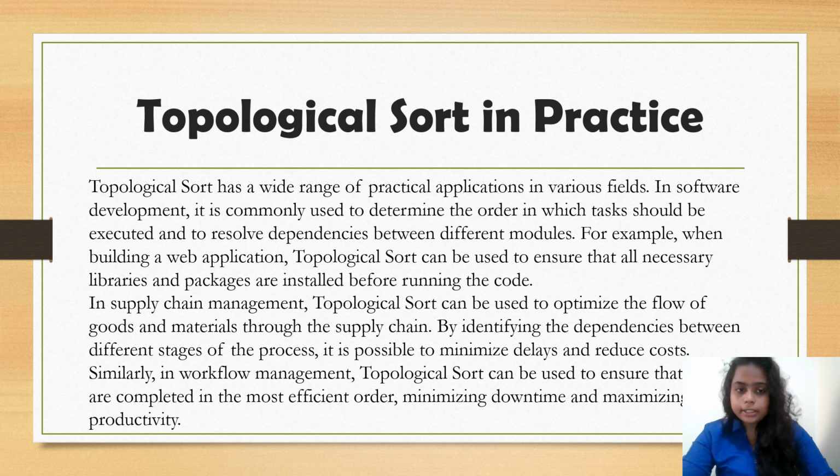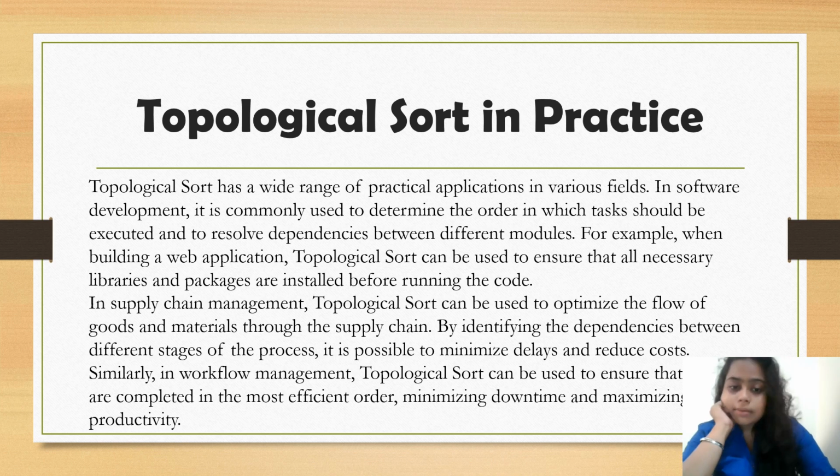Topological sort in practice. Topological sort has a wide range of practical applications in various fields. In software development, it is commonly used to determine the order in which tasks should be executed or to resolve dependencies between different modules. For example, when building a web application, topological sort can be used to ensure that all necessary libraries and packages are installed before running the code.